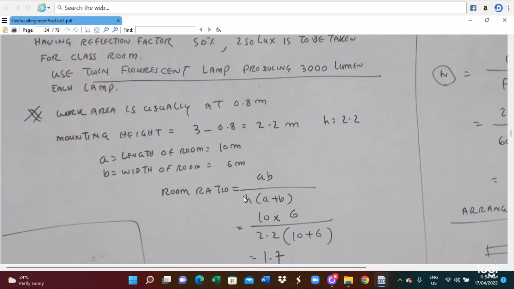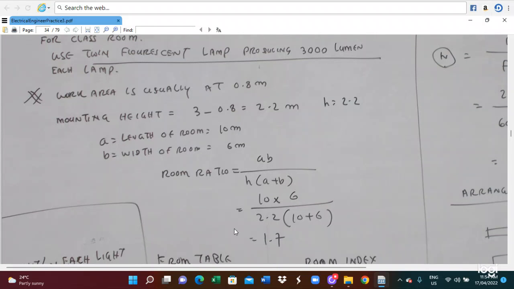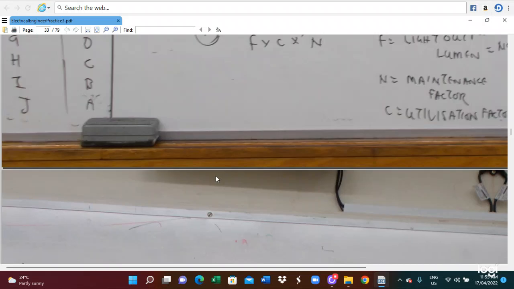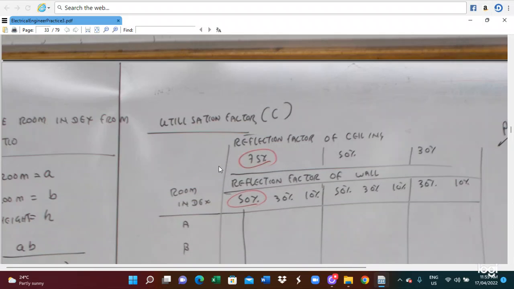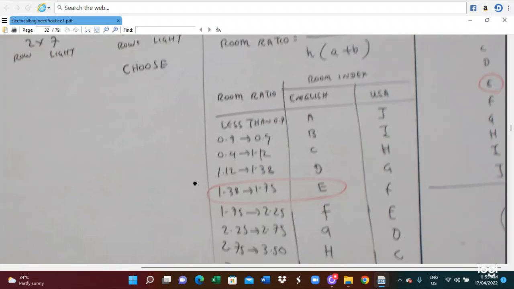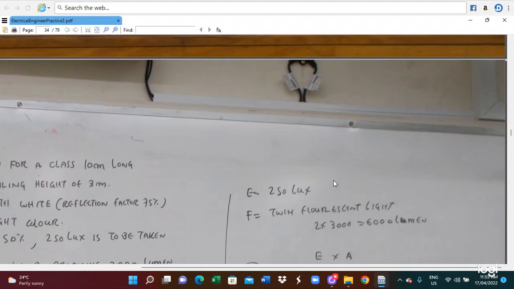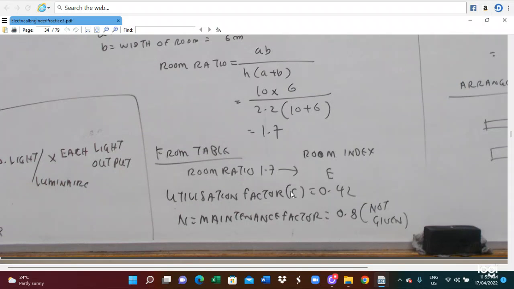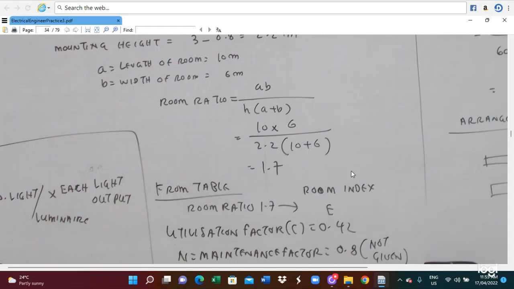Room ratio is A times B divided by H times (A plus B). So 10 multiplied by 6, divided by 2.2 times (10 plus 6), you get 1.7. So from the table, room ratio 1.7, room index E. This is the room ratio, 1.7, so the room index is E. So the utilization factor is 0.42, and the maintenance factor is 0.8. The maintenance factor you have to assume to be 0.8.